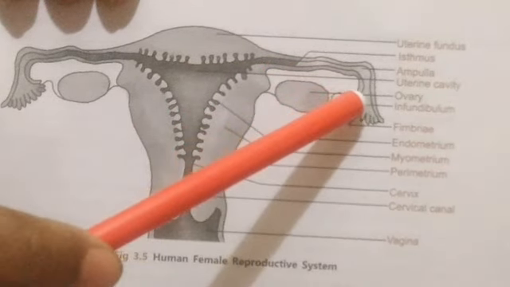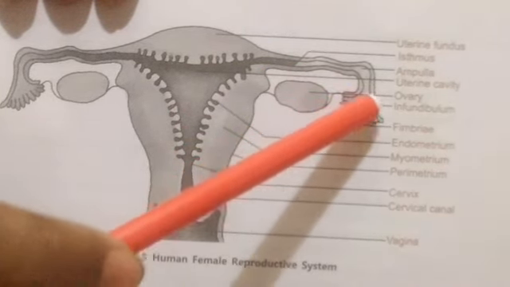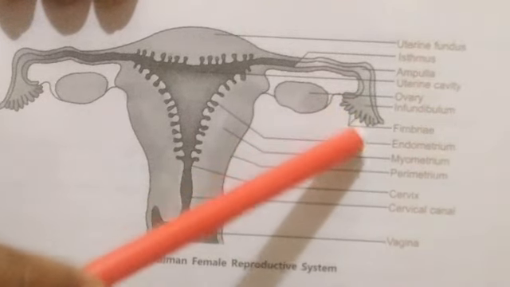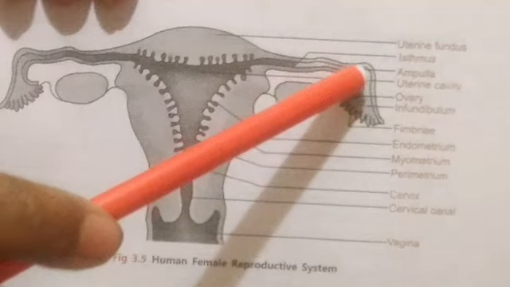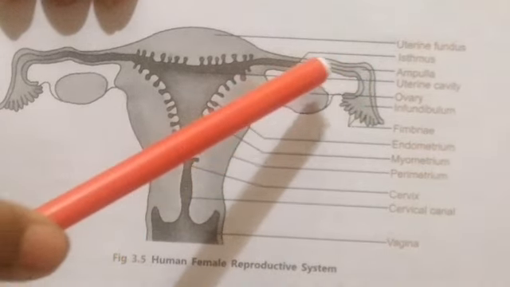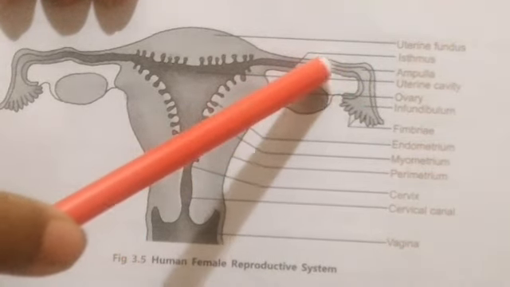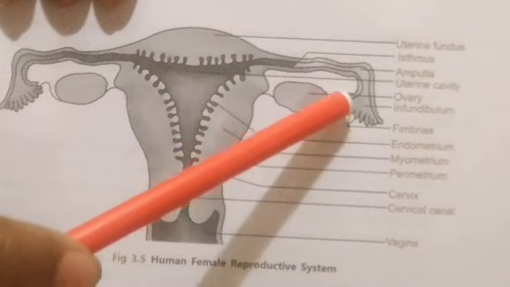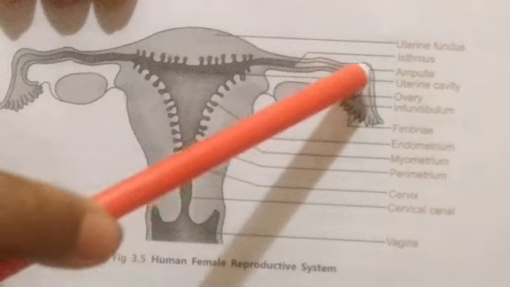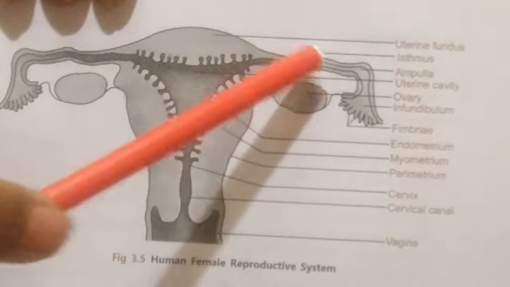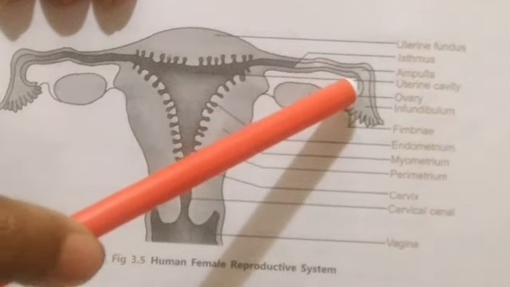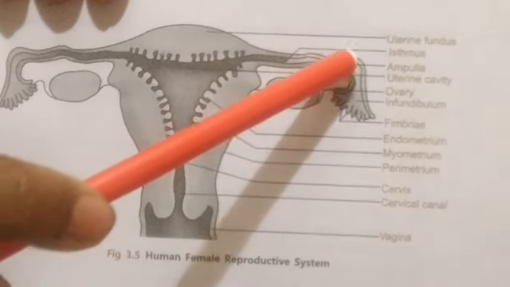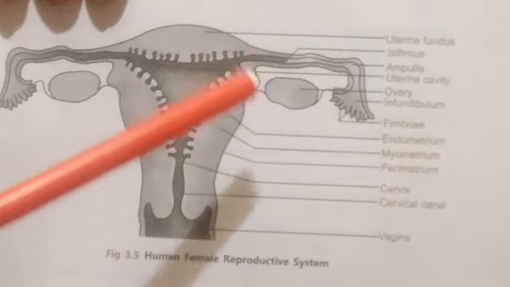This is the infundibulum, the funnel shaped part. The finger-like projections are the fimbriae. This swollen region is the ampulla, this region is the isthmus, and this is the uterine part of the fallopian tube. So the fallopian tube is divided into infundibulum, ampulla, isthmus and uterine part. And we know that the ampullary-isthmic junction is the region where fertilization occurs.